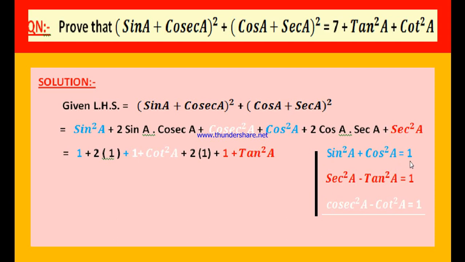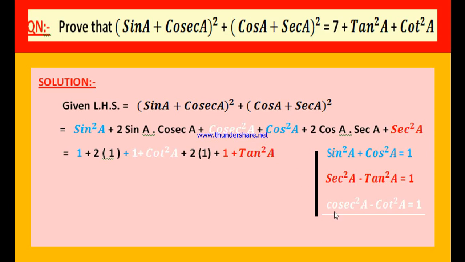Now we have three trigonometrical identities. Sin square A plus cos square A is equal to 1. Secant square A minus tan square A is equal to 1. Cosecant square A minus cot square A is equal to 1. Let us use these three in order to simplify this. Look here, the terms in blue color, sin square A plus cos square A. The sum of the two terms in blue color is equal to 1. Therefore, in the place of sin square A plus cos square A, you can substitute 1, plus 2 into sin A into cosecant A. Sin and cosecant are reciprocal to each other. Therefore, sin A into cosecant A is 1, plus, now the white color term, cosecant square A.